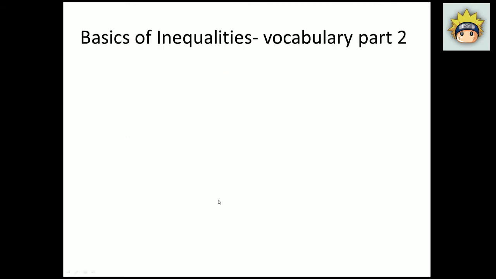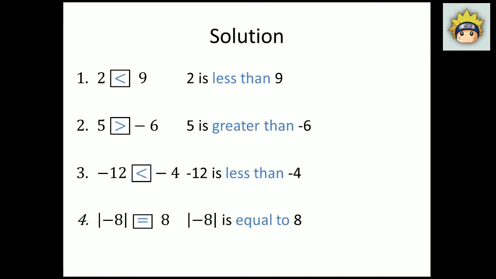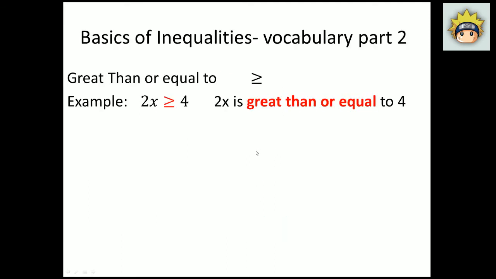Next, let's extend the basics of the vocabulary to include two more terms. What happens when they're equal to and less than or greater than? Okay, so we combine the equal symbol with the inequality symbol. We call this the greater than or equal to. Notice how there is that extra bar on the bottom because that comes from the equal sign.